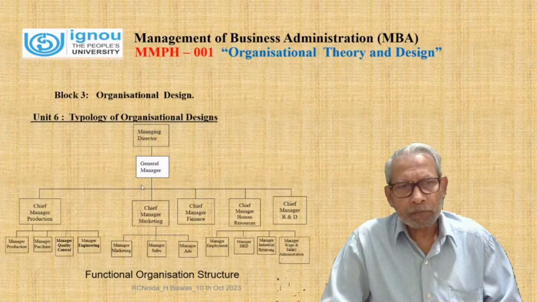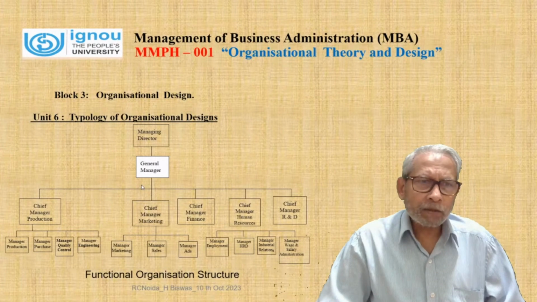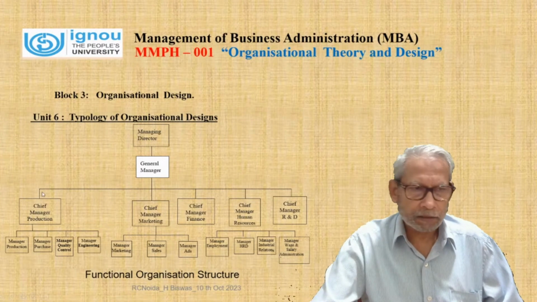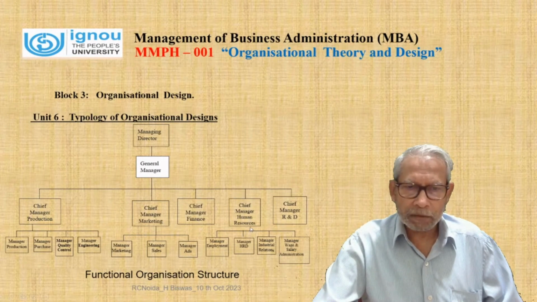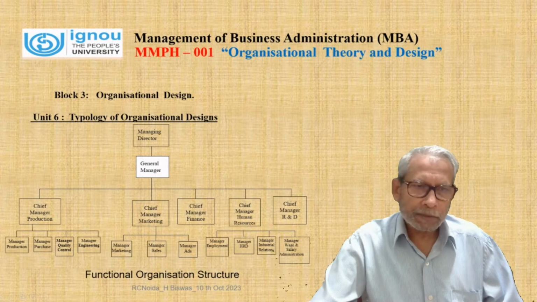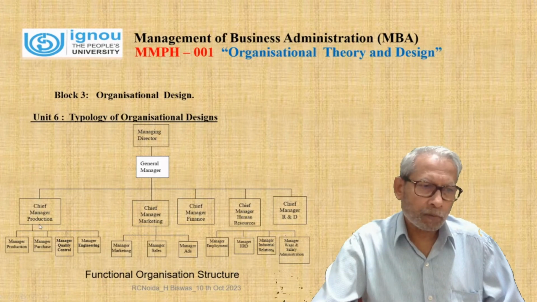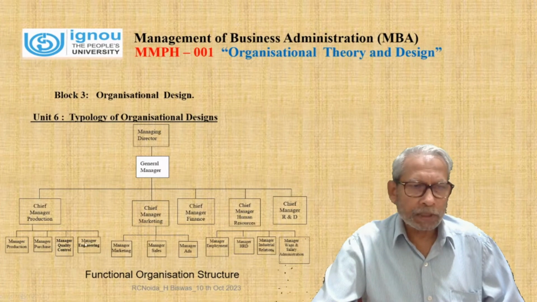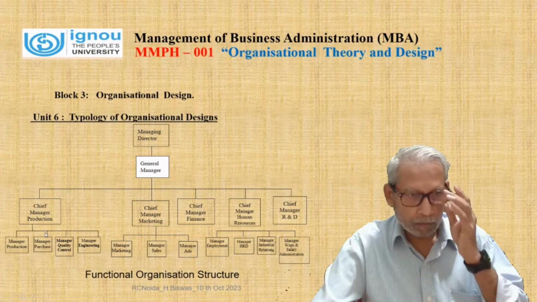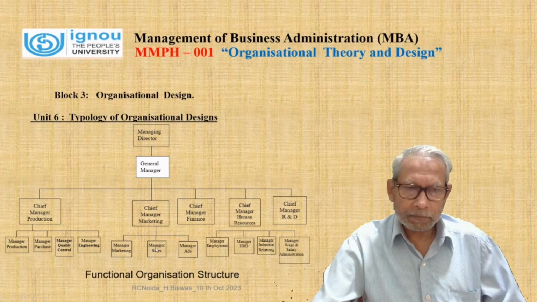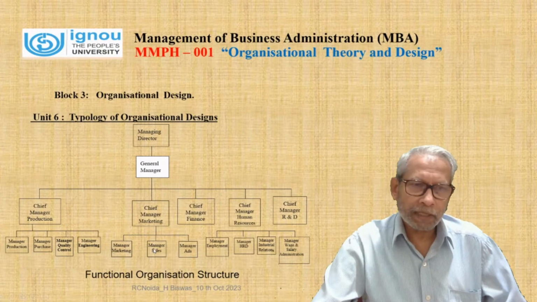Now coming to another organizational diagram: the managing director, then the general manager, and after that you see there are so many chief managers. Chief manager of production, marketing, finance, human resource management, HR, and R&D. Basically, these are big organizations. Again, under the chief manager of production, there are production manager, purchase, quality control, and engineering. Then in marketing, there are marketing managers and site managers or field engineers, field managers like this.